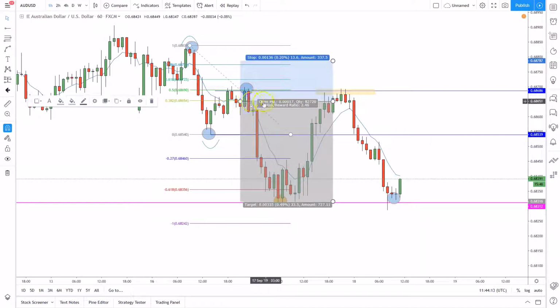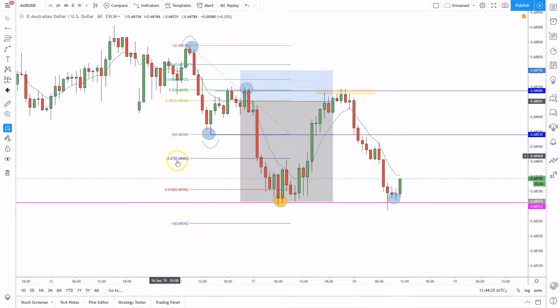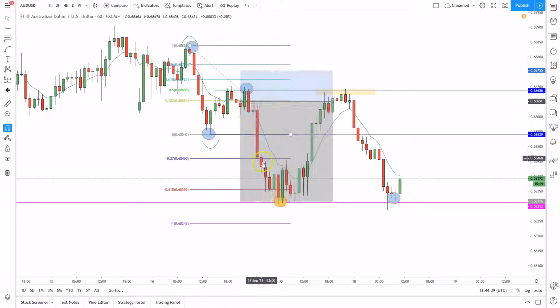So my entry was here. Then my stops were fairly tight. I think I'd risked about 10 pips in total on my trade. And then these are my targets: minus 27, minus 61.8. But my target, like I said, I used this previous low here as my target. So that was my target, and then I took my sell trades there, and then I just let the trade run out. So this trade played out in 1 day.